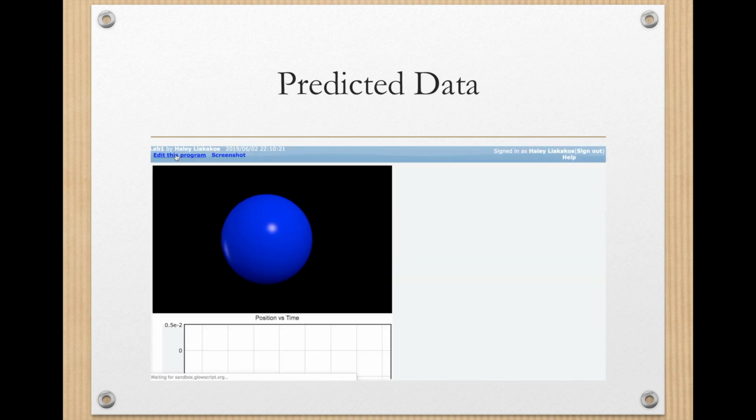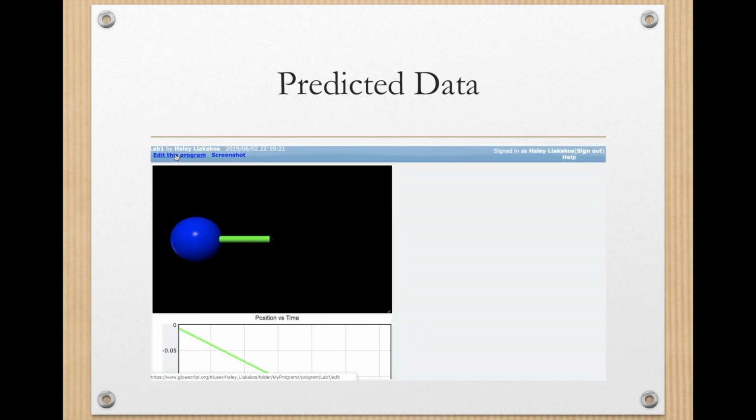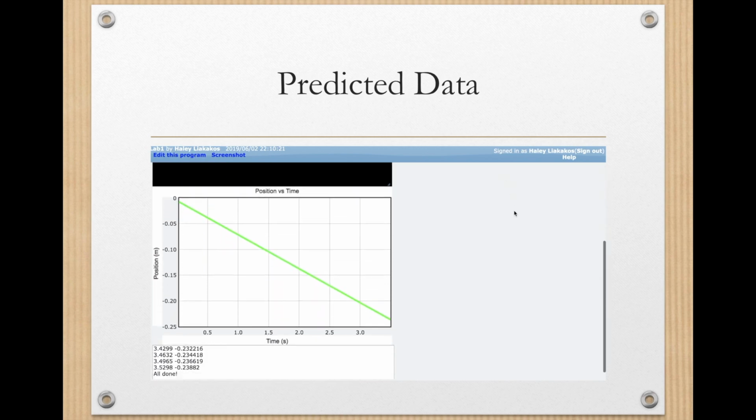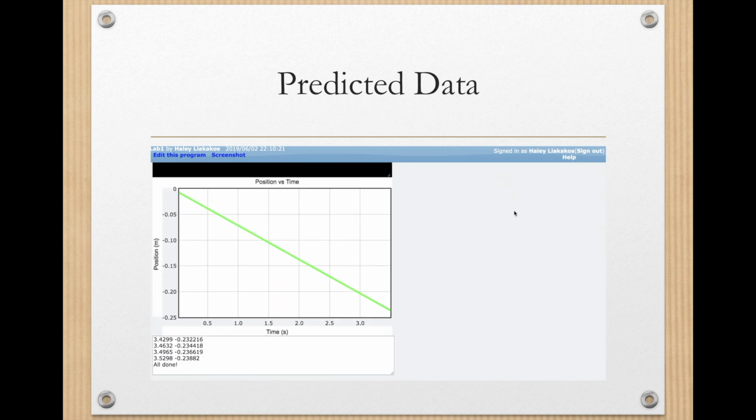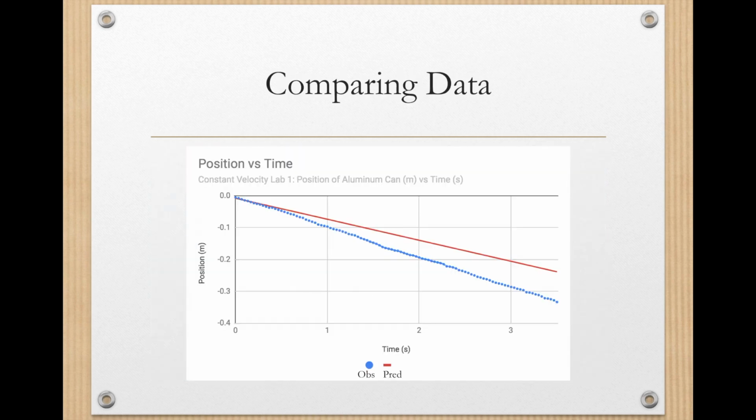When the code is run, a model, graph, and table are given which show the predicted positions for where the aluminum can should be traveling at a constant velocity. The blue dots represent the observed data, while the red line represents the predicted values if the can had a constant velocity. As pictured, the two do not line up, and since the predicted model strictly follows Newton's second law, it can be concluded that the observed data did not travel at a constant velocity and therefore had net forces acting on it.